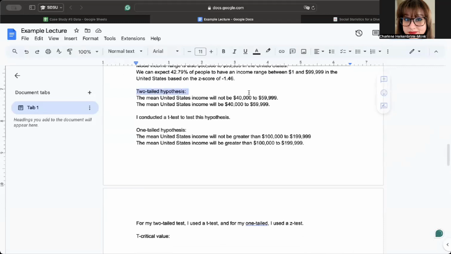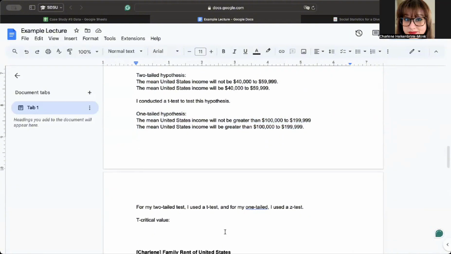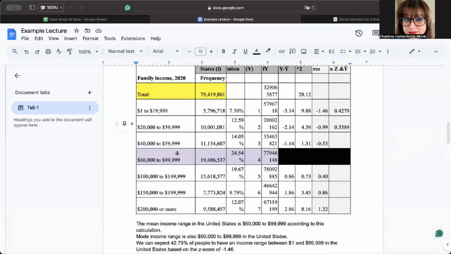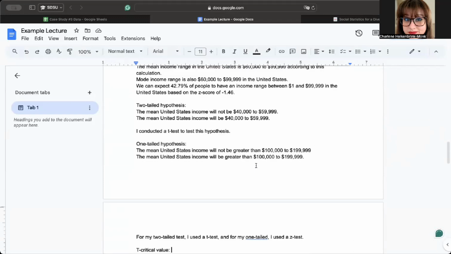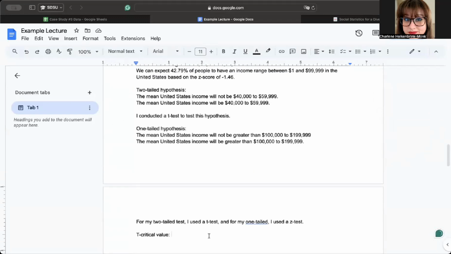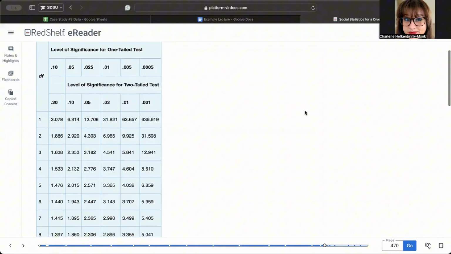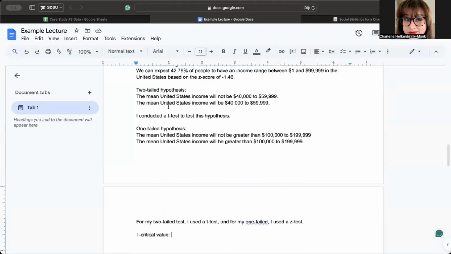So I have my two-tailed hypothesis for income and my one-tailed hypothesis for income. And I explain what each of these are. So my T critical value for income is N minus 1. So I know I have 7 categories minus 1, which is 6. That is what our degrees of freedom are. So what happens is you go into this textbook and you go to the two-tailed, because that's what we're doing for this. We are conducting a two-tailed test for this right here.